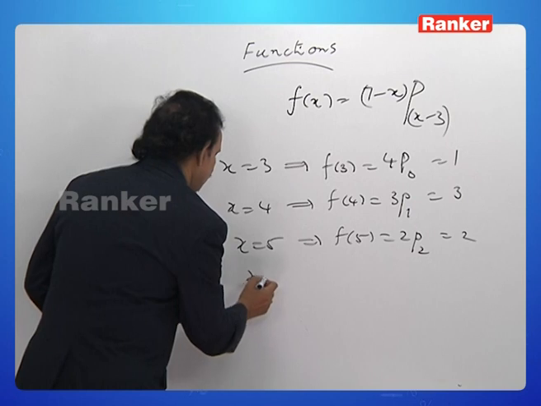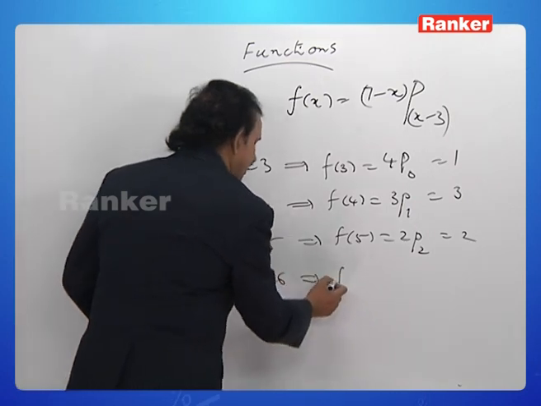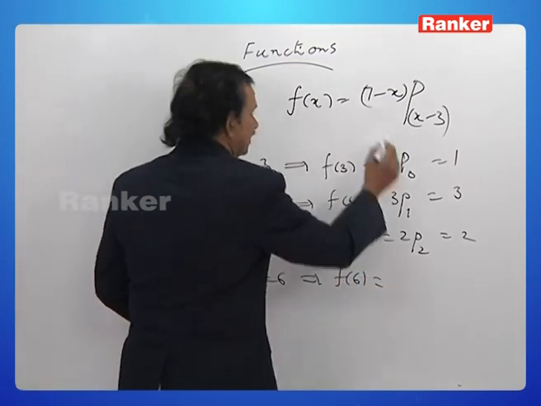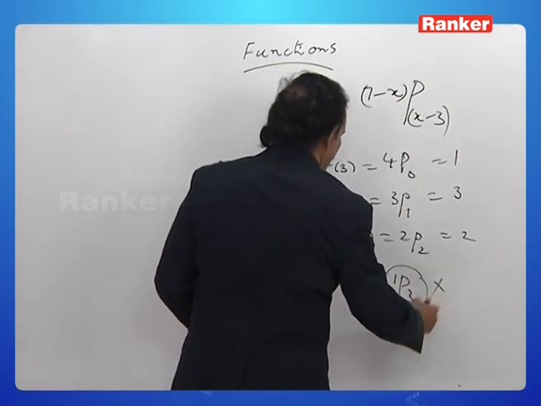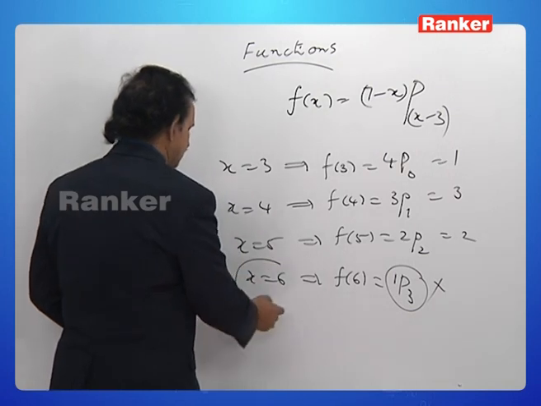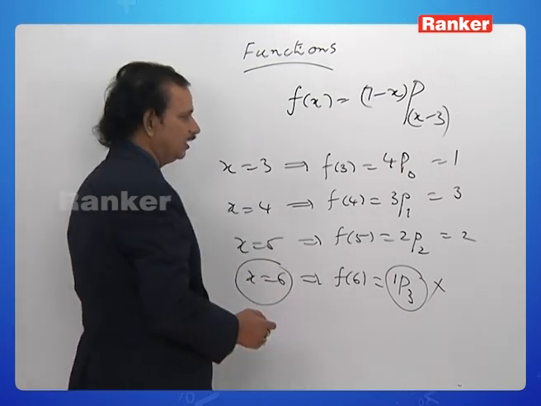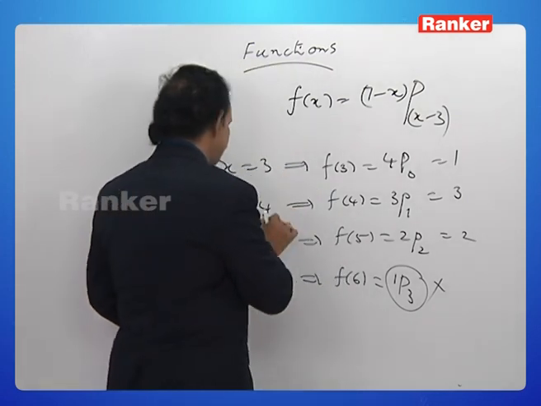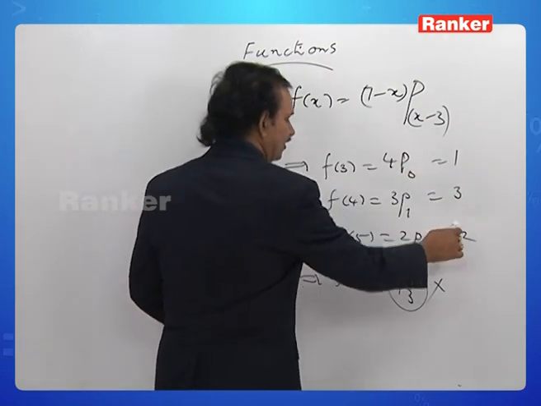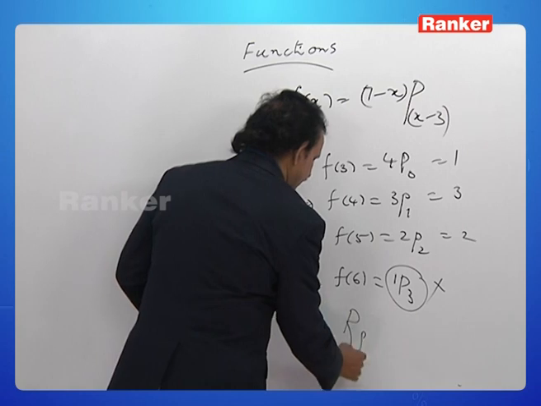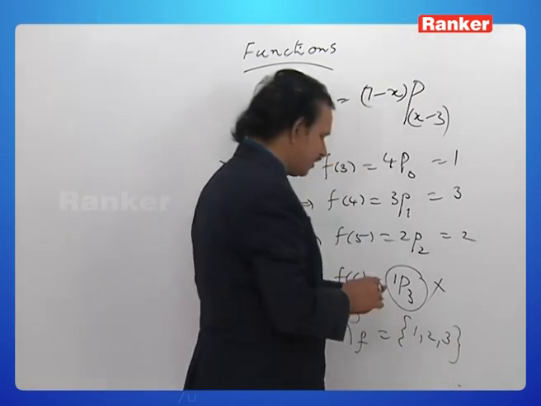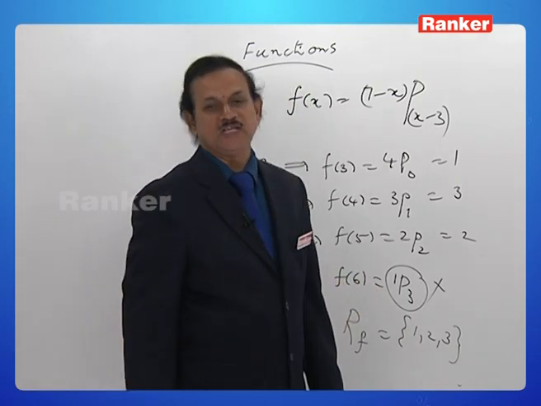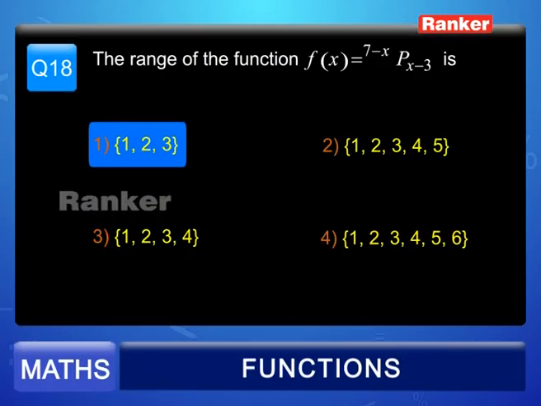If x is equal to 6, is it possible or not? Let us see. f of 6: 7 minus 6 is 1, P 3 has no meaning at all. Therefore, x equal to 6 does not belong to the domain of the function. Therefore, the domain is 3, 4, 5 and the range is 1, 3, 2. Therefore, the range of the function is the set containing 1, 2, 3 only. Therefore, the first option is the correct option among the 4 given options.